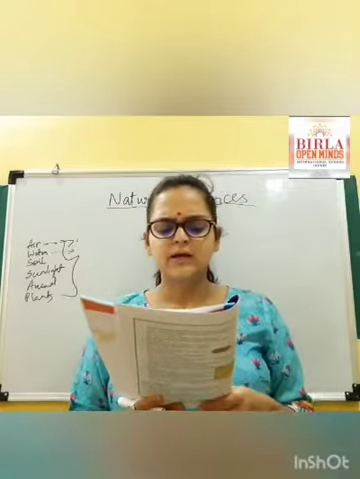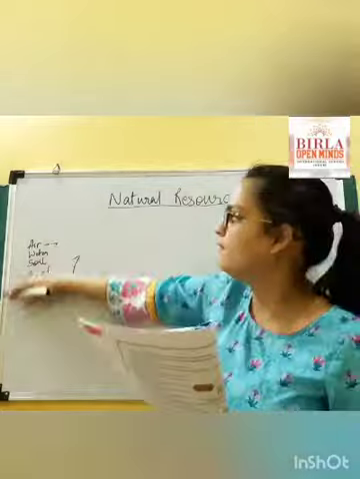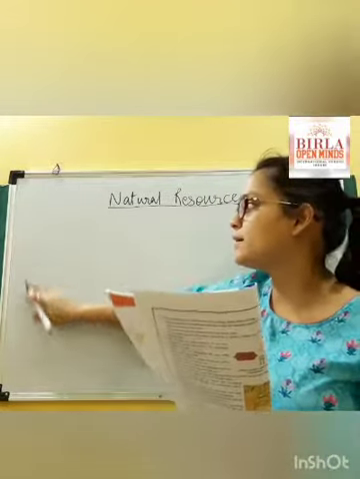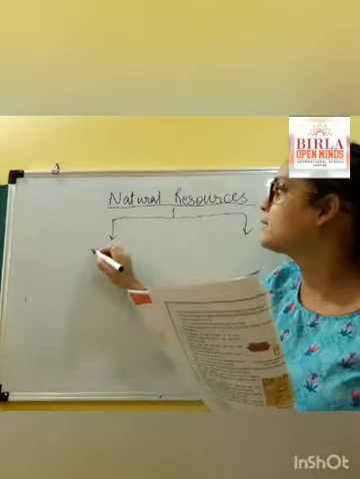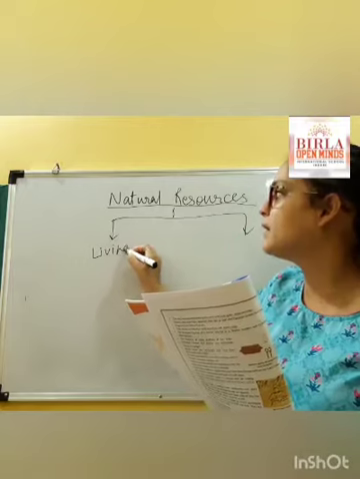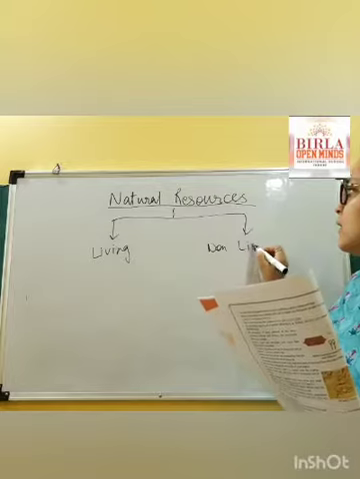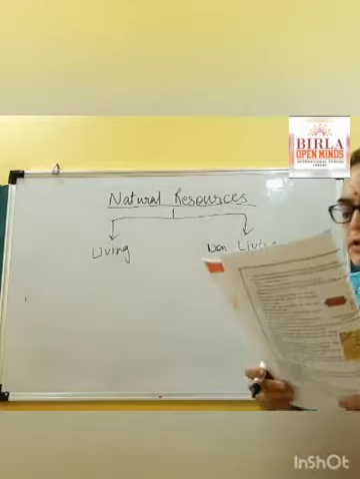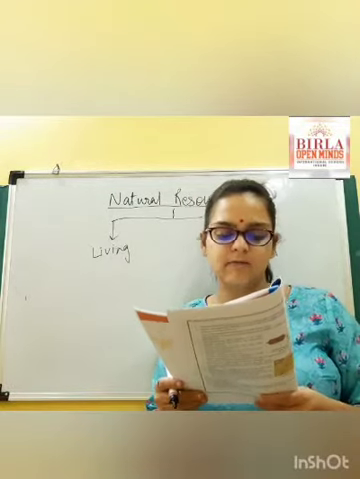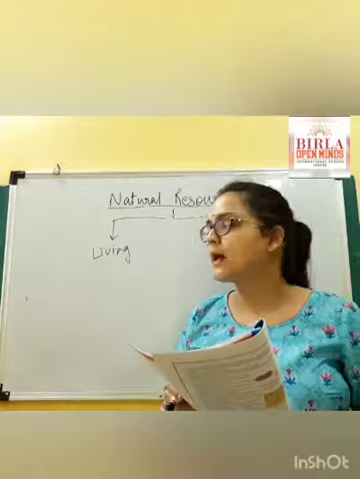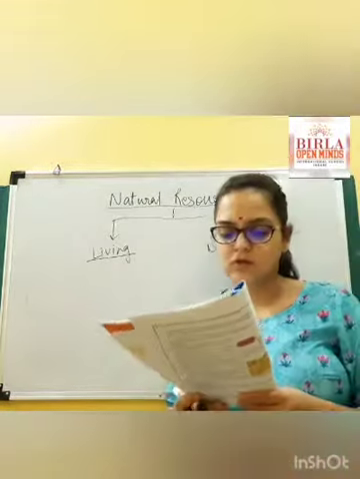Now, there are basically two types of natural resources, living and non-living. What are the two types of natural resources? One is living and the second is non-living. Understood? Living resources can be generated if conditions are favorable, for instance forests and crops. If the conditions are favorable, we can generate these living resources.